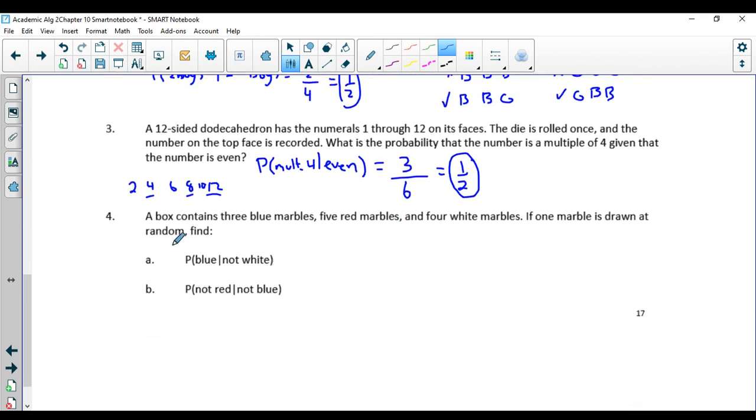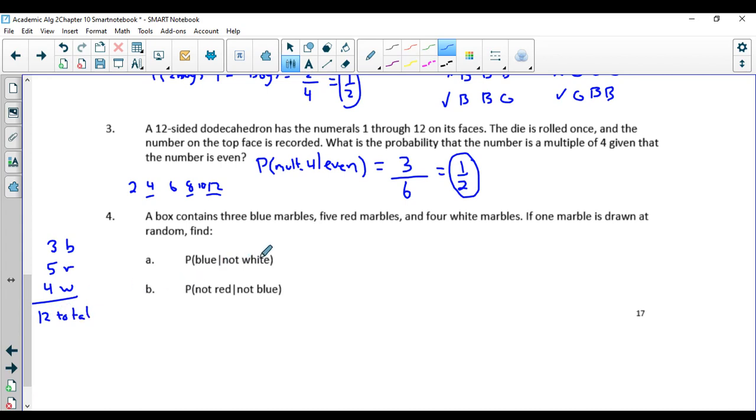For number 4, a box contains 3 blue marbles, 5 red marbles, and 4 white marbles. If one marble is drawn at random, find the probability of blue given not white. All right, so I'm going to first figure out the total. So I have 3 blue, 5 red, 4 white. So that's 12 total.